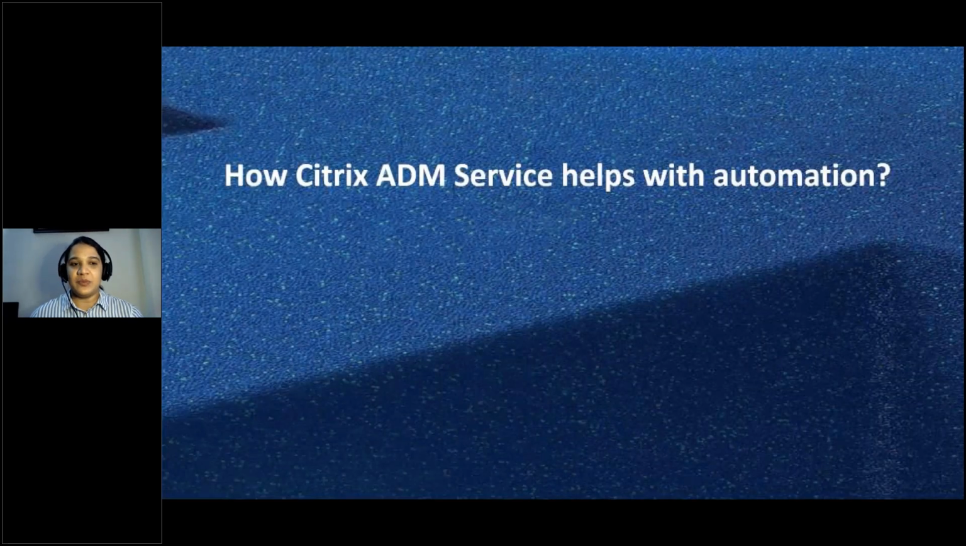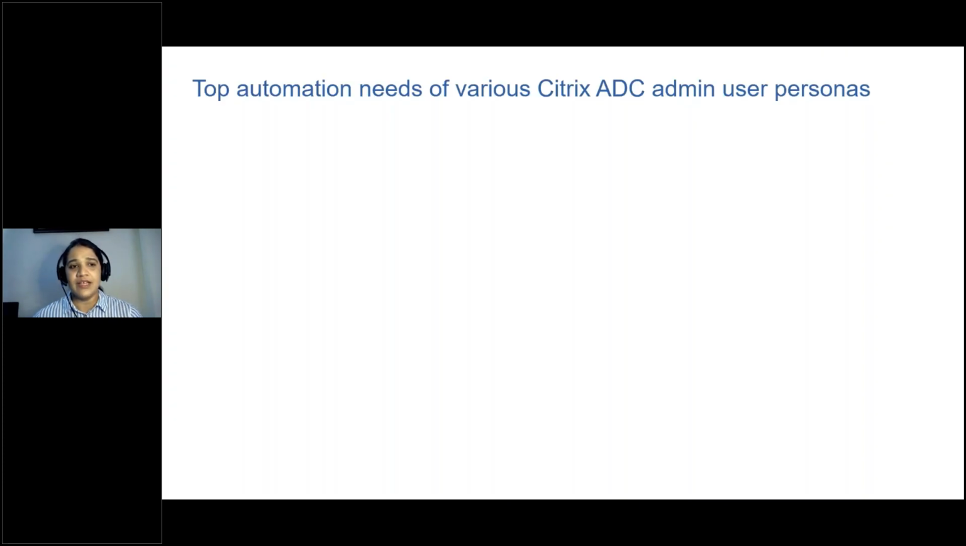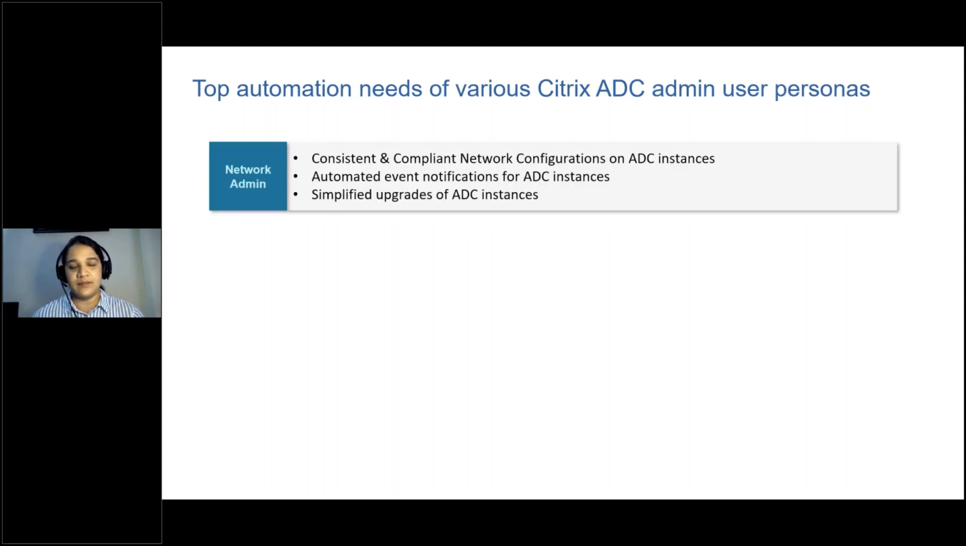So let's first start with understanding how Citrix ADM Service can help you with automation. Let's look at some of the top automation needs of various Citrix ADC admin user personas. First persona is that of a network admin. What network admins typically want is a consistent and compliant network config across all their ADC instances. Having a consistent configuration on ADC ensures that their traffic will be managed the way they want it to be managed, and compliance or auditing will ensure that there are no unwanted changes to those configurations.